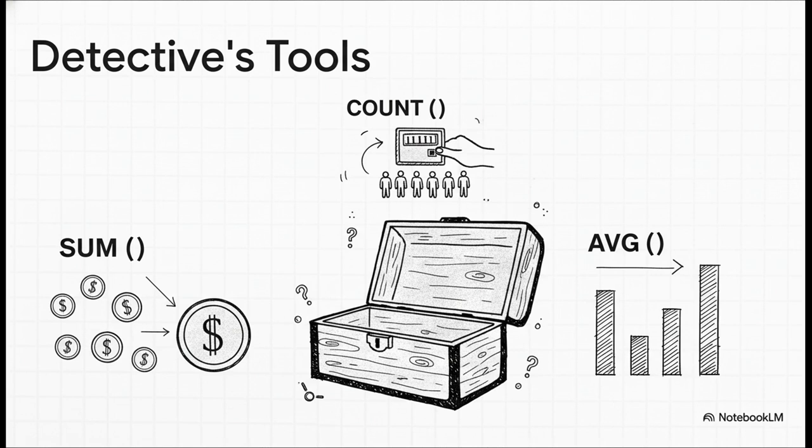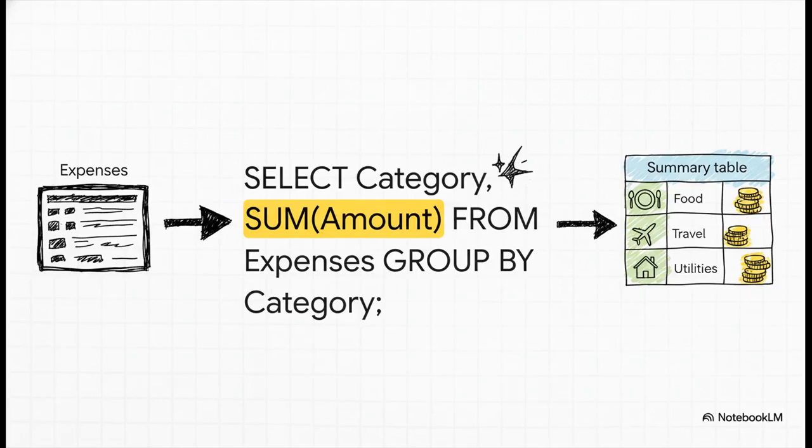These are the tools that are going to give us some real answers. So let's level up our query a little bit. We're still grouping by category, but now we're adding something new. We're also asking the database to sum up the amount for each of those groups. See the difference? We're not just asking, what are the categories anymore? Now we're asking, okay, but how much did we spend in each one?